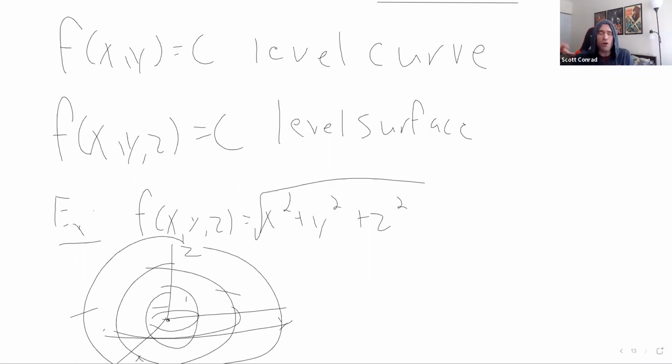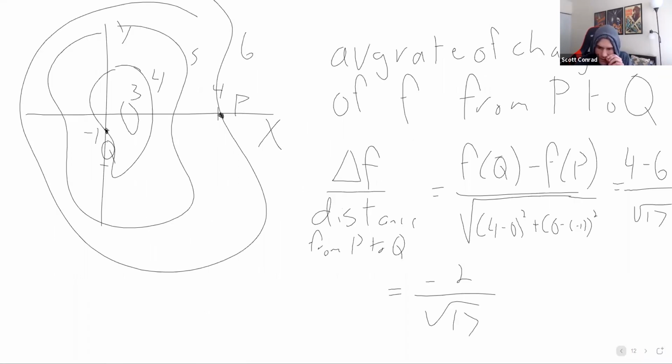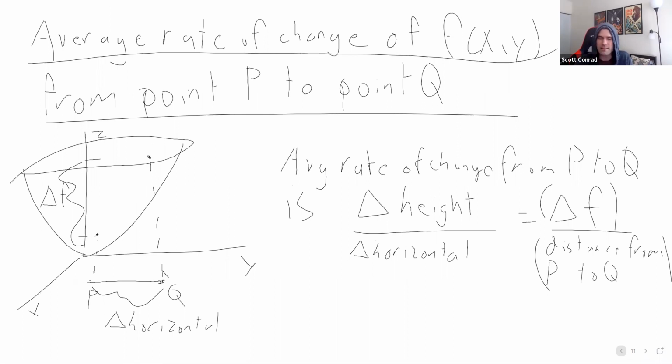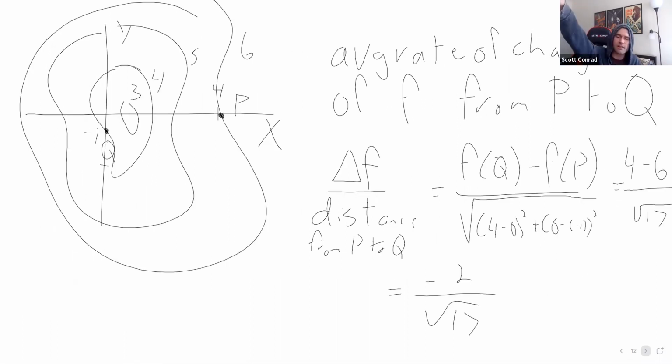So all these, you set the function equal to a constant, look at the set of points satisfying it. If your function is of three variables, you're going to get a surface. We call that a level surface. Functions of two variables, f of x, y equals a constant, you're going to get a curve. And that's all I'm going to say about that. So the denominator was the distance from P to Q. Change in horizontal was maybe not the best way to put it, but the average rate of change is the change in F over the distance from P to Q.